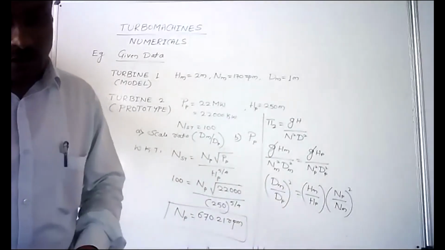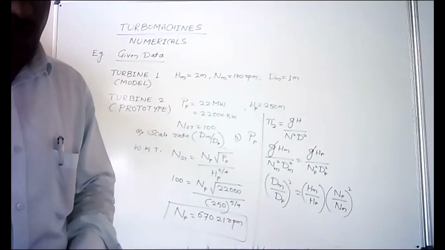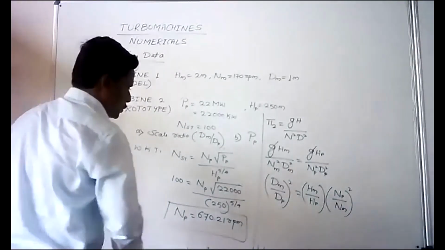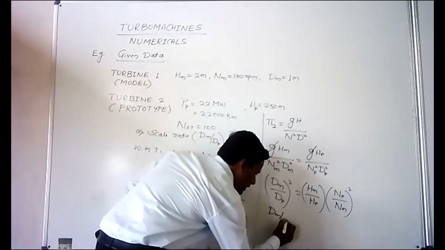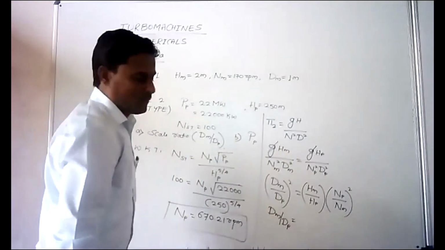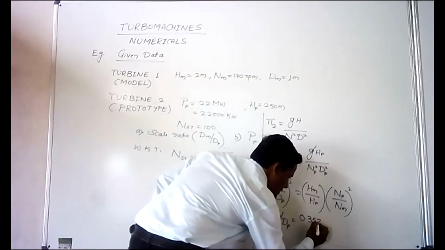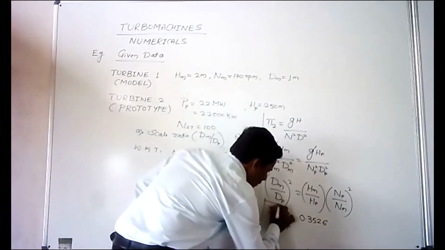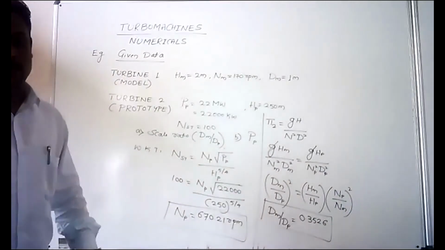0.352, sir. How much is it? 0.352. Okay, very good. So dm by dp ratio is 0.3526. This is the value for scale ratio.